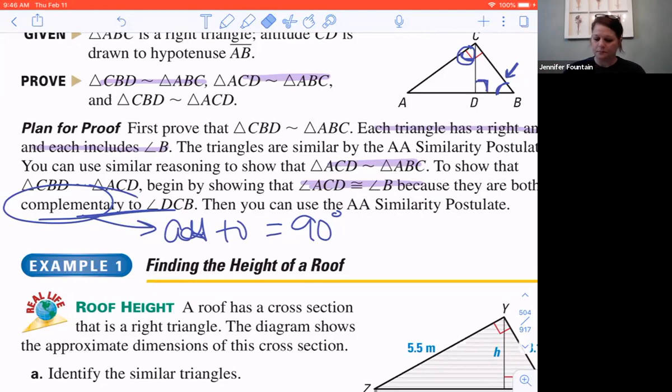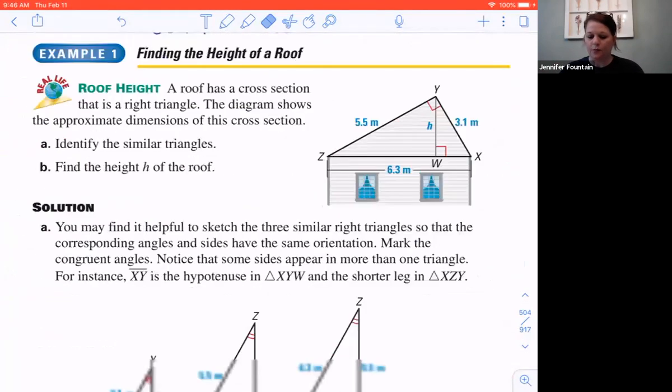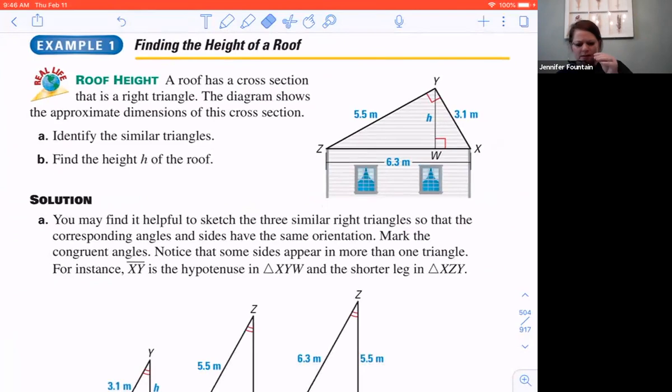Okay, let's look at example 1. We have a roof. It says a roof has a cross section that is a right triangle. The diagram shows the approximate dimensions of this cross section. It says identify the similar triangles here. So I'm trying to look and see my similar triangles.